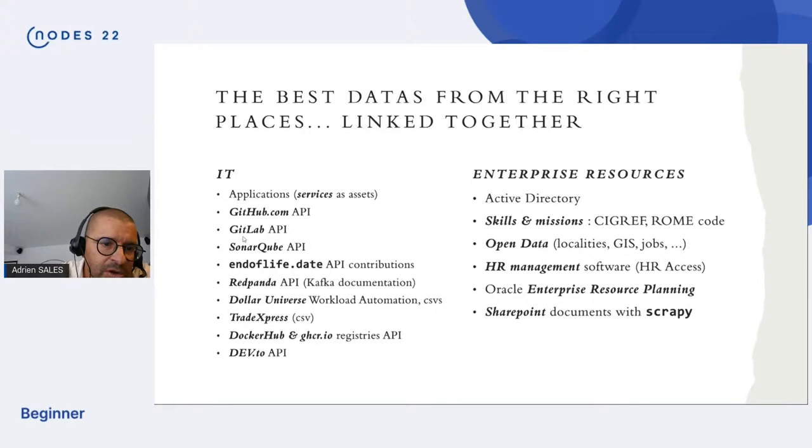And you can see we actually have a lot of APIs or data sources, like sometimes end of life, because each piece of software has an end of life, and you have to manage it. You have to monitor it if you don't want to have problems. Also, we have some enterprise resources like Active Directory, which is linked to people. You want to know who is working for you. Also, skills and missions. Where are your skills? Where are the competencies? Do you have the right people at the right place?